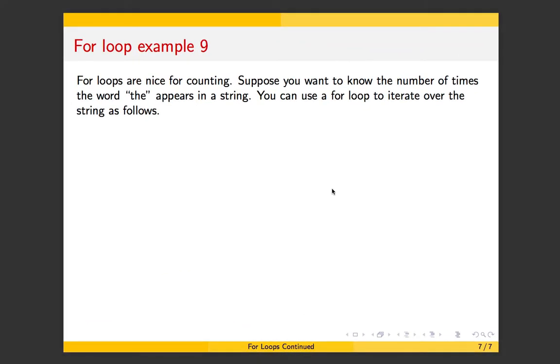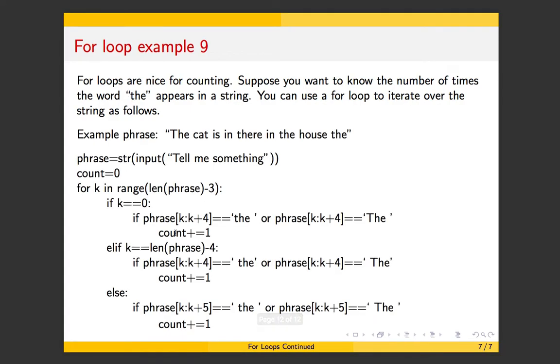Okay, the last thing I'll show you here, the last example, is a nice counting loop. For loops, as we've mentioned before, are nice for counting. So here's just a toy example. Suppose you want to count the number of times the word "the" appears in a string. How might that go? It looks a bit complicated, but let me just walk you through it. Okay, so consider this phrase right here. The cat is in there in the house the. Okay, so in practice, nobody would really end a sentence like that, but whatever.